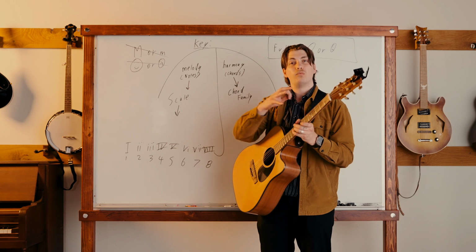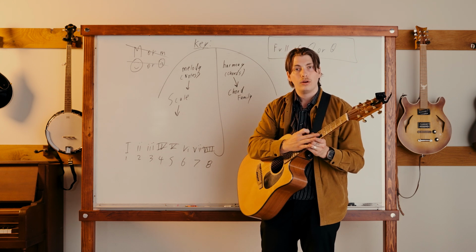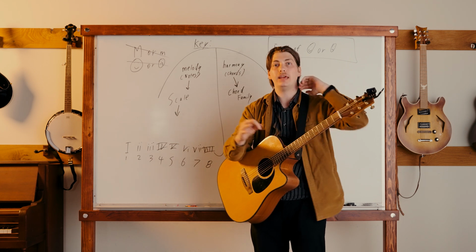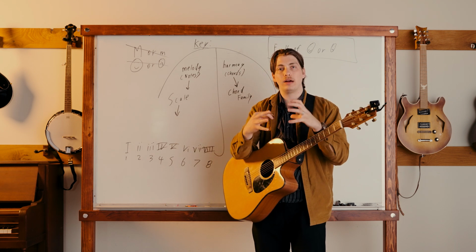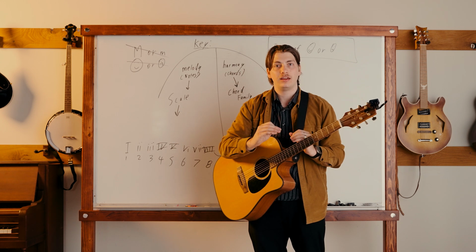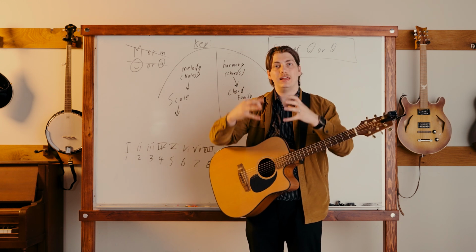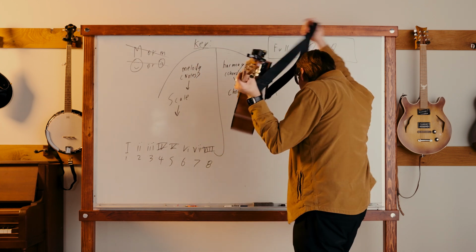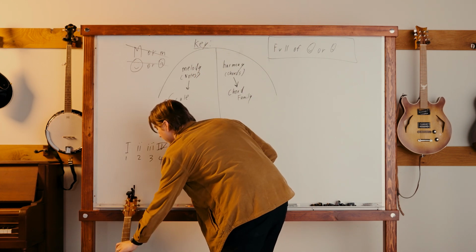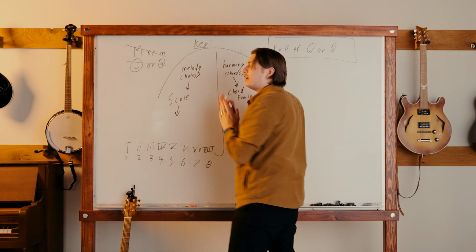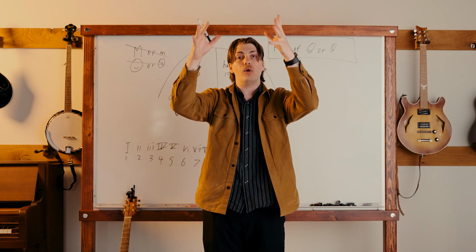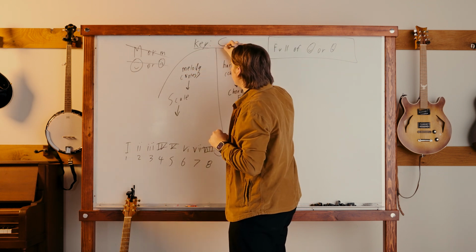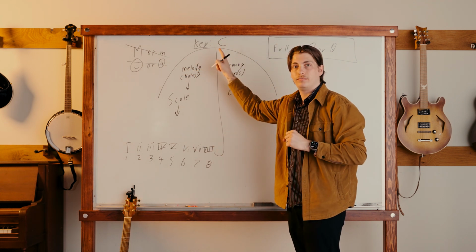Okay? So what we're going to do is learn what these different keys are. Now remember, what is a key? It's a group of notes that sounds good together. In every key, there's one main note in that key, okay? So the key that we're going to learn first is the key of C, okay?